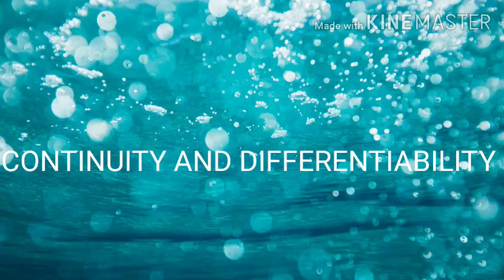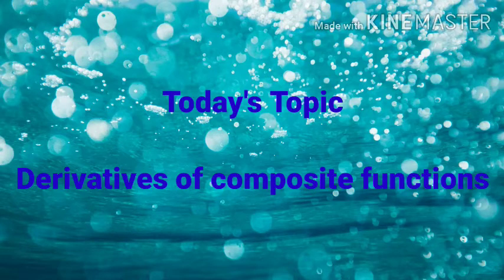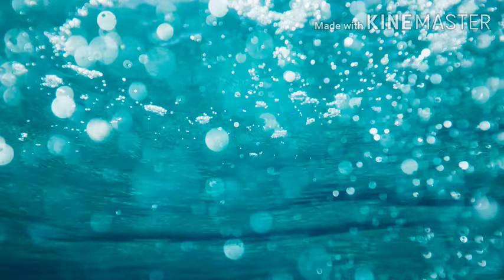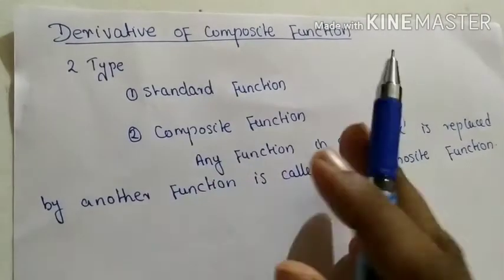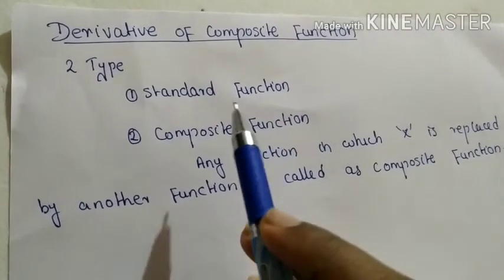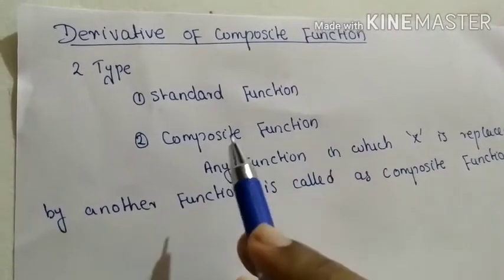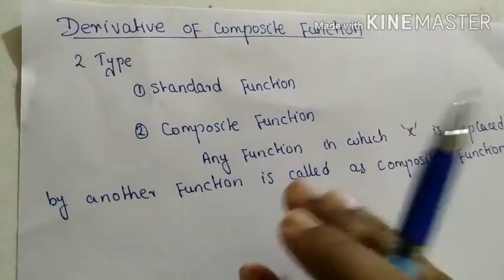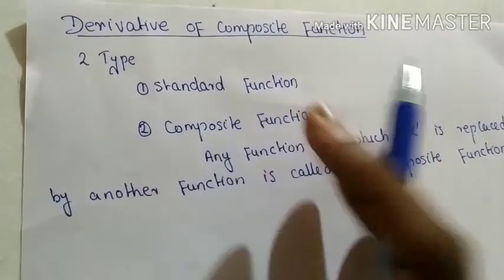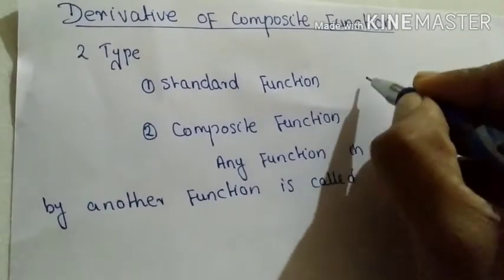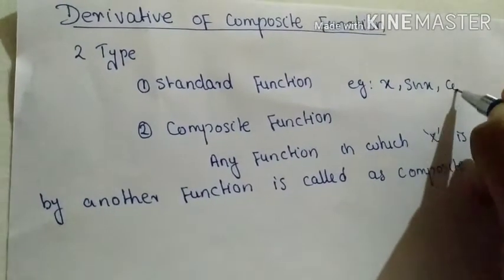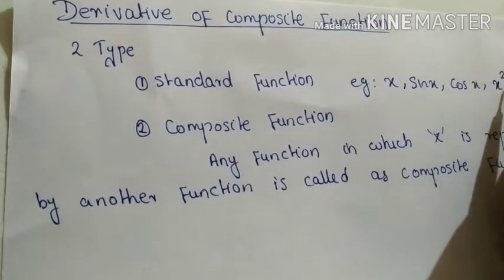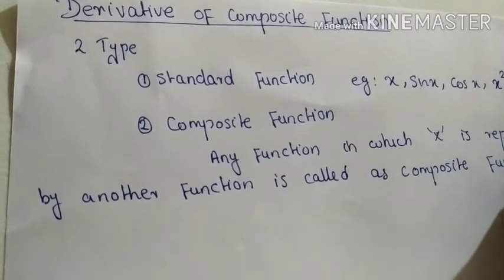Hi students, today I am continuing the chapter Continuity and Differentiability and I am going to discuss derivatives of composite function. There are two types of functions. First one is called a standard function and second one is called a composite function. Examples of standard functions are x, sin x, cos x, x square, x cube, etc.